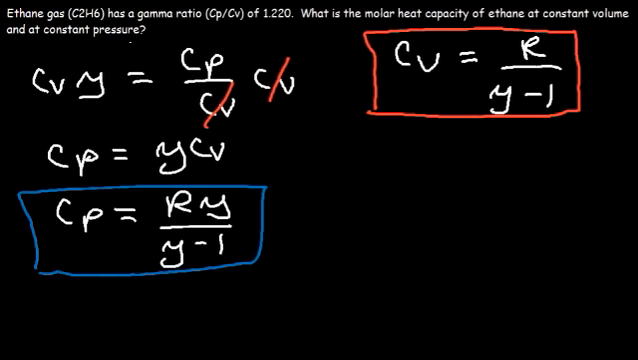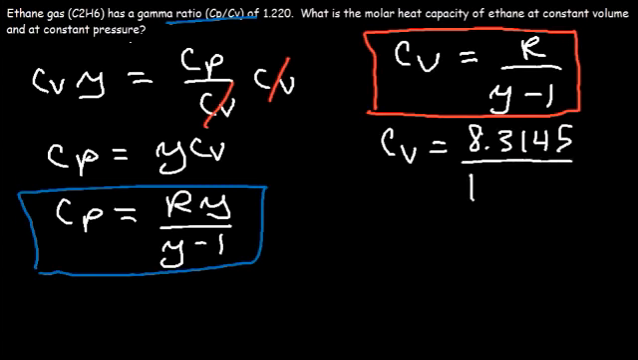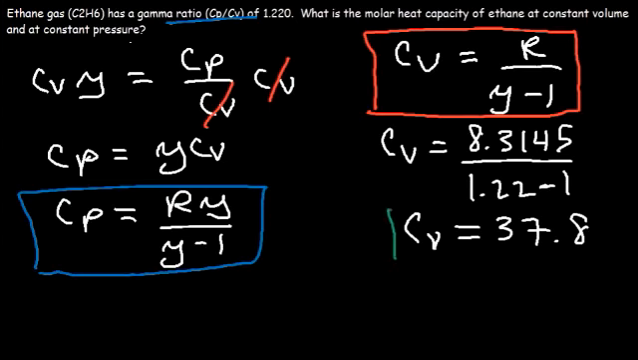So with these two equations, we can find Cp and Cv if we're given the gamma ratio for a gas. So let's calculate Cv. That's going to be 8.3145 divided by 1.22 minus 1. 1.22 minus 1 is simply 0.22 on the bottom. So 8.3145 divided by 0.22 gives us a Cv value of 37.8. So that's the first answer. That's the molar heat capacity at constant volume.